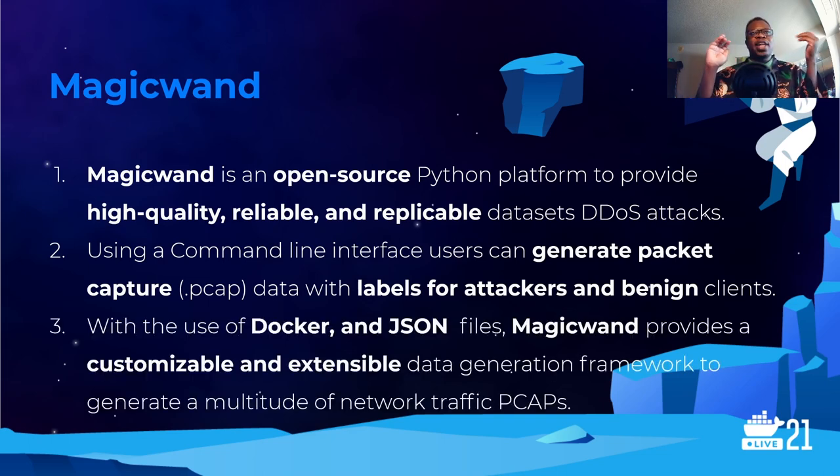And then Magic Wand uses Docker and JSON files to provide a customizable and extensible data generation framework to generate a multitude of network traffic PCAPs. We really want an easy way to just change environment variables on the fly and have different types of attack scenarios, and we want to keep it very simple: have a JSON file, have a Docker image, and you just spin up the framework you want and then get your data.